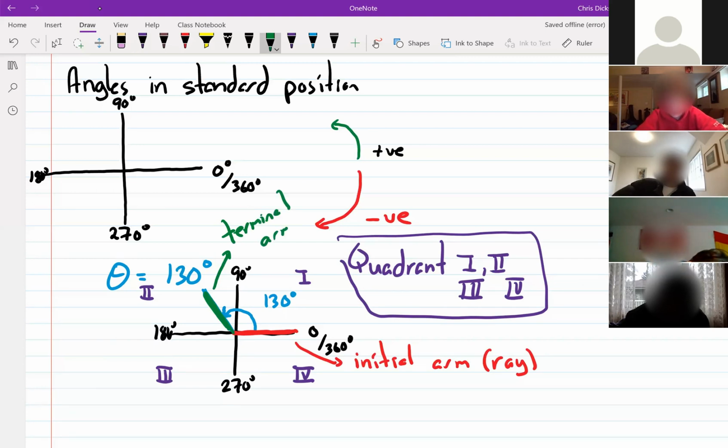So the angle always stops at a terminal arm, and that terminal arm will most likely be in one of the 4 quadrants, although it could maybe be at one of those places in between the 2 quadrants, and we'll talk about that in a bit. Another word you would have learned last year is the reference angle.